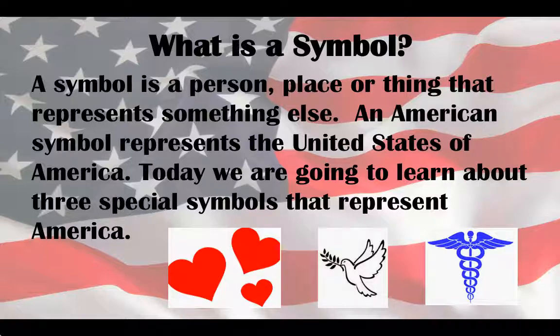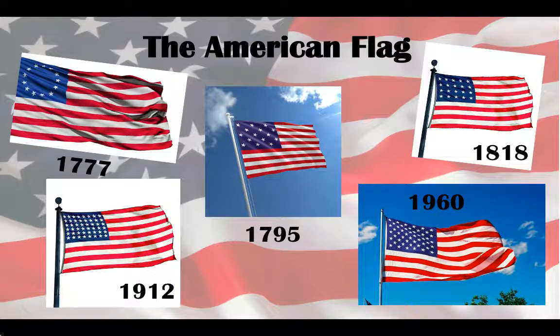The last symbol I have here has intertwined snakes, some wings, and a scepter coming down the middle. That is a symbol for doctors, so when you see that symbol, it makes you think doctor. Today we're going to learn about American symbols and three special ones in particular. The first one is going to be the American flag.